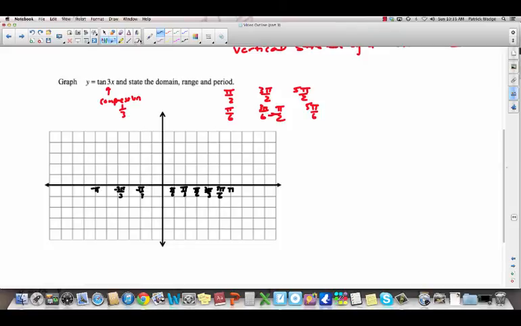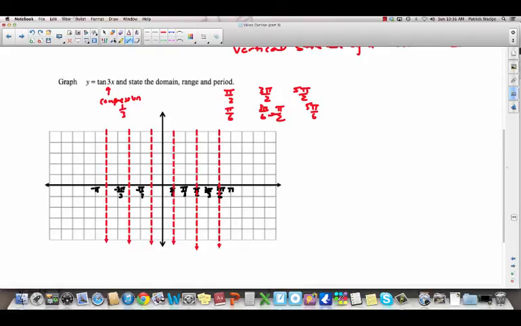Okay, and we said that there would be asymptotes at pi over 6, which is right here, pi over 2, which is right here, 5 pi over 6, which is right here. Basically, every second line has an asymptote line, doesn't it? And I'm not going to do them all. There's just too many here. We've done so many periods here. So I'll just go to there.